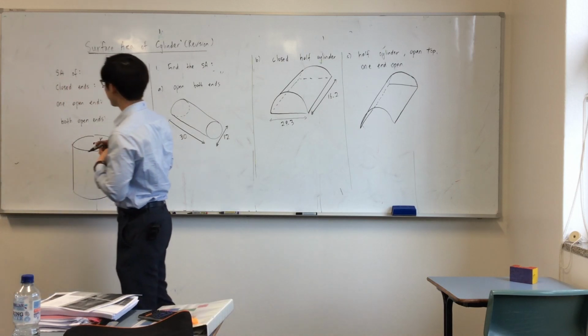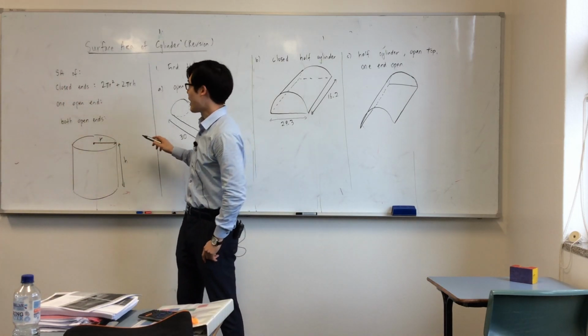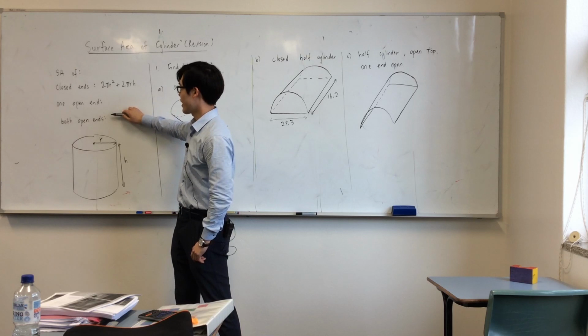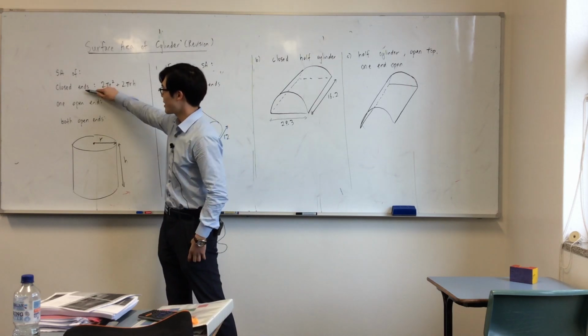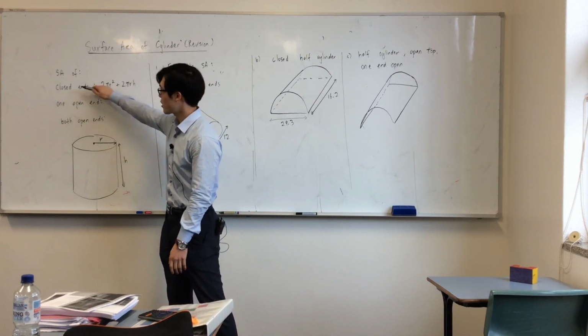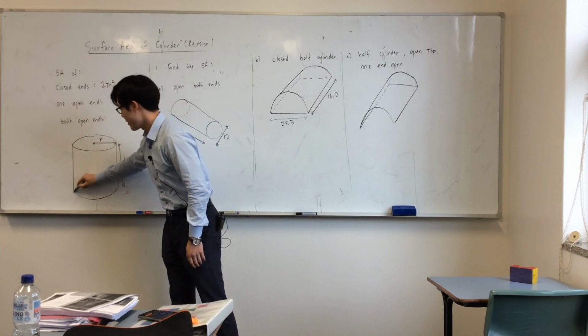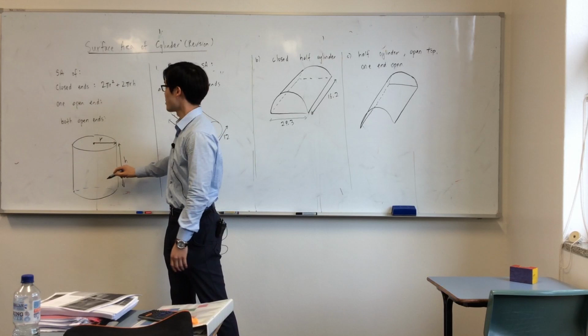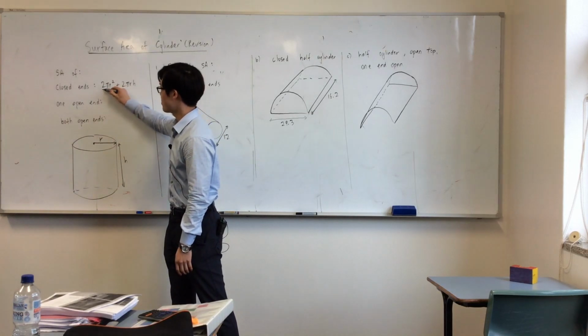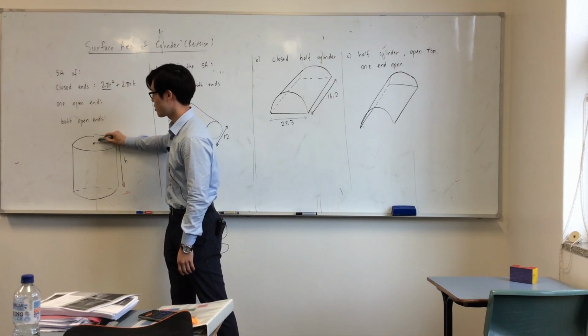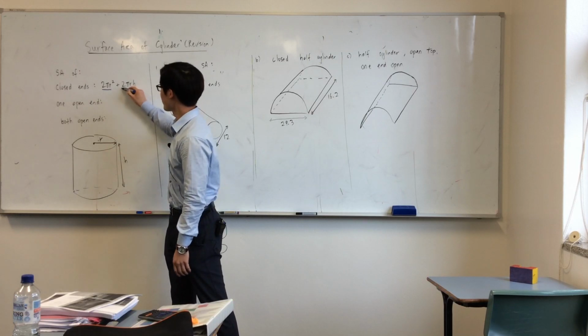Now, when it comes to surface area of a cylinder, there are three scenarios that we've got, okay? The first scenario is closed ends of a cylinder. What closed ends means is there's a circle on top and a circle at the bottom, okay? So the surface area in this case is 2 pi r squared, because that's the two circles on the top and the bottom, okay? Plus the 2 pi r h.